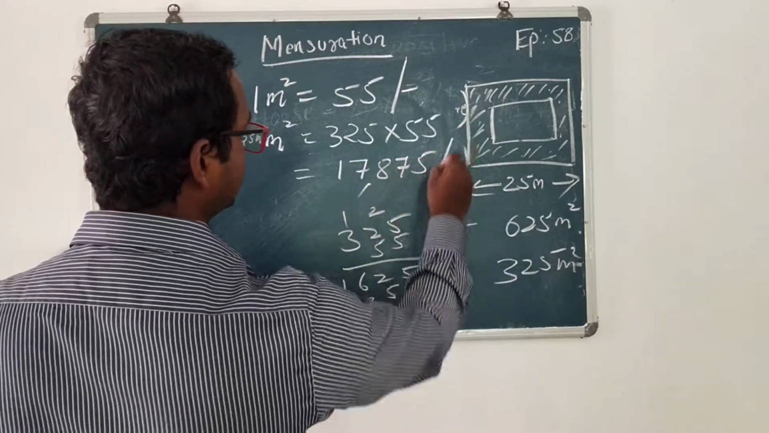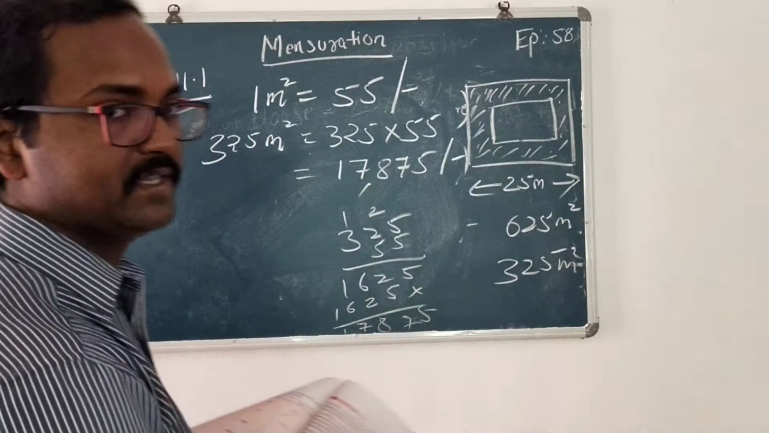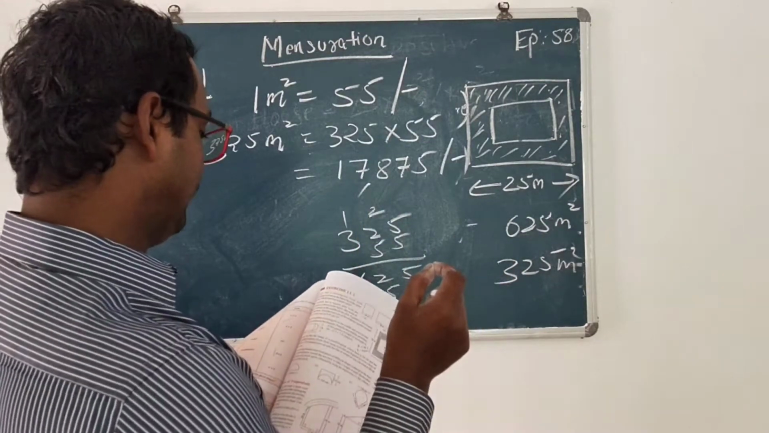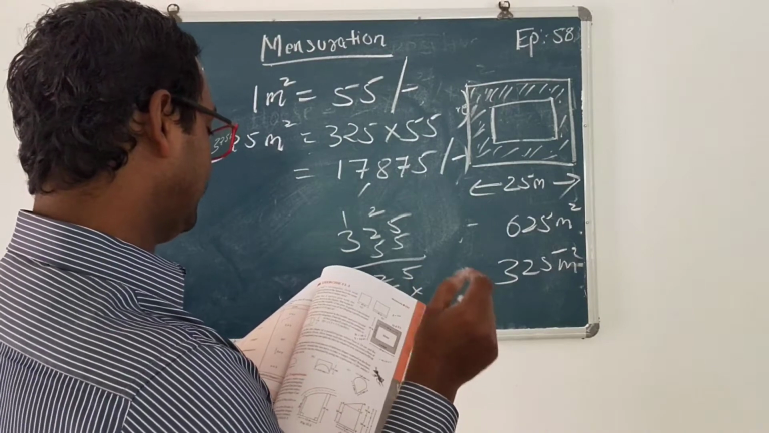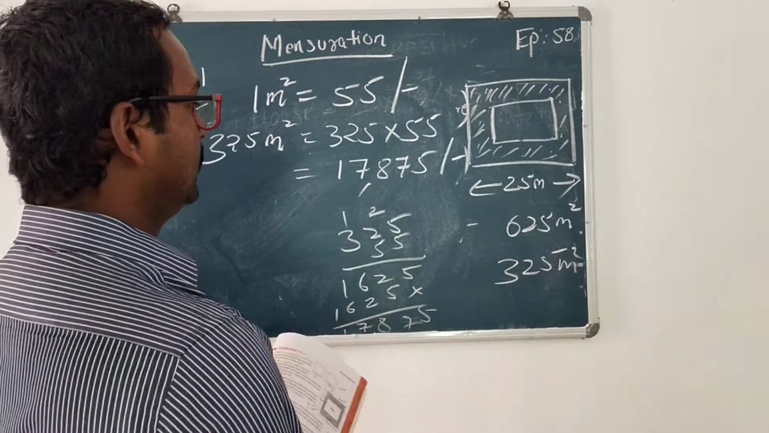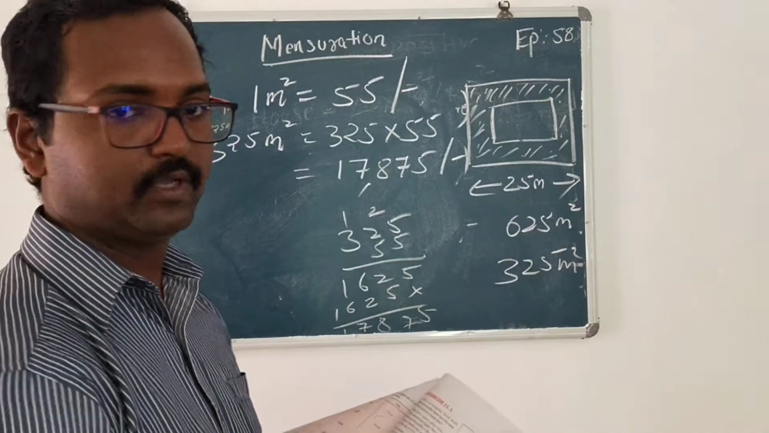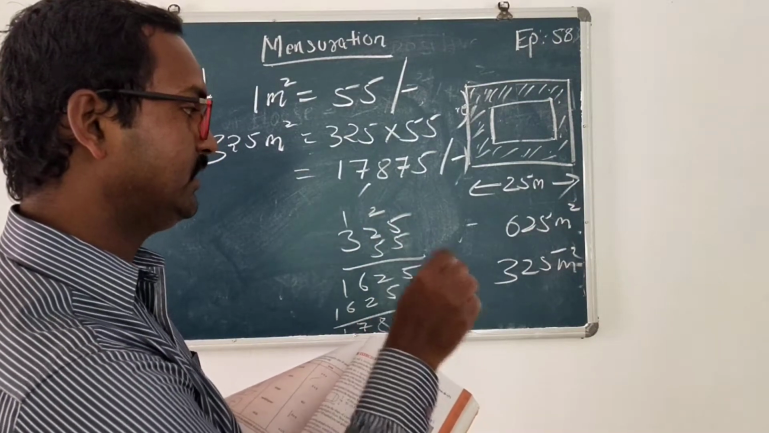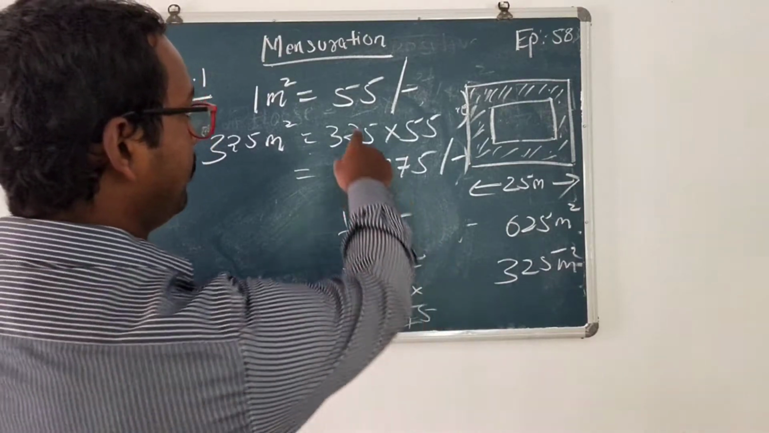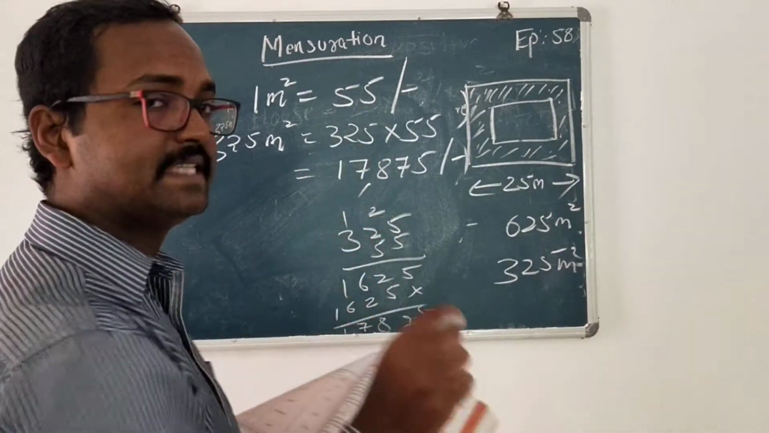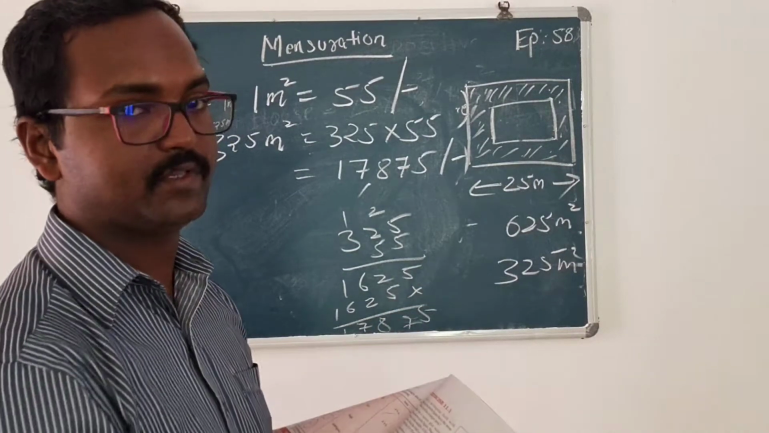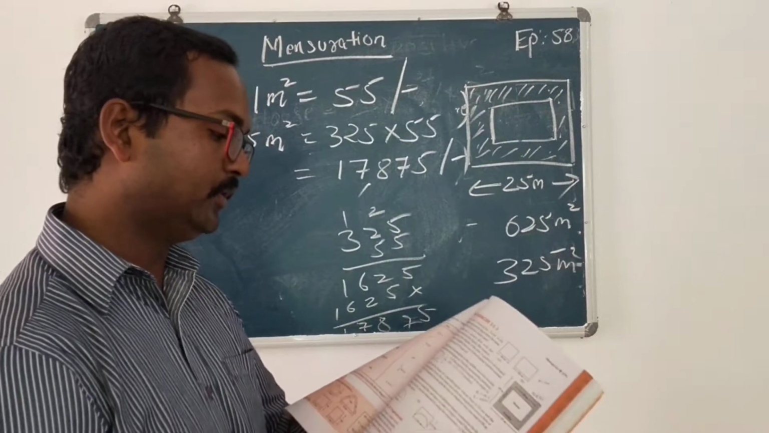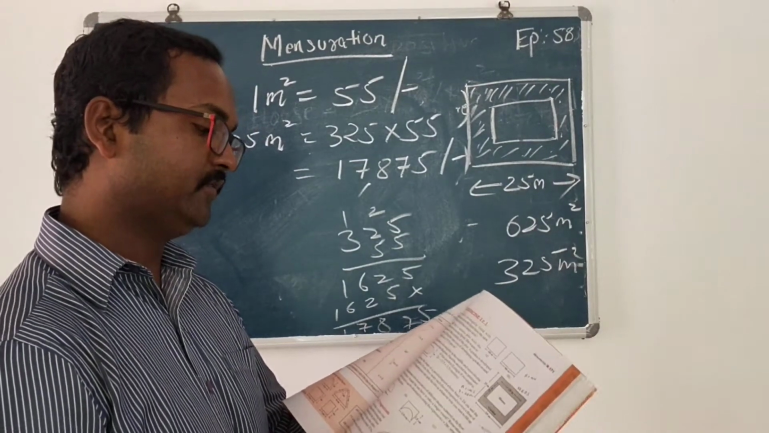So the answer is 17,875 rupees for developing a garden around the house, which is 325 meters square. So for constructing a garden of area 325 meters square at the rate of 55 rupees, the entire cost is going to be 17,875 rupees. Okay, students, I think this is also clear with you. Now let's move on to question number 3, which is very, very important.